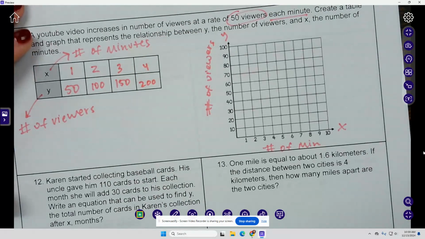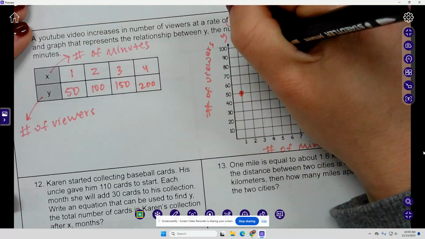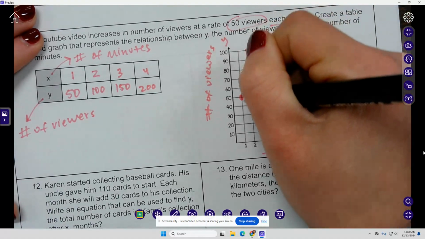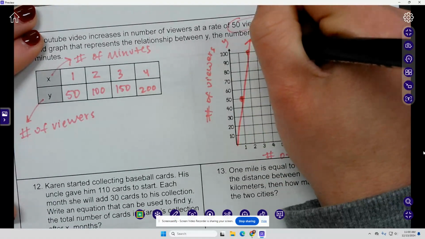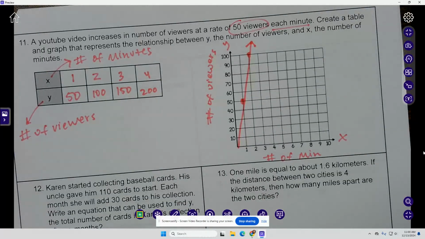So let's go ahead and make that in our graph. 150 to 100. So if we see here, we have a very steep graph. It goes through the origin, so this is proportional.